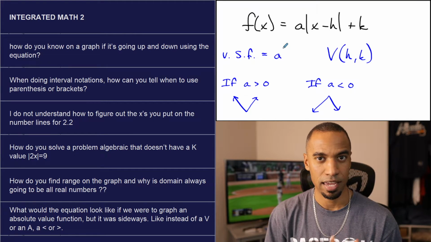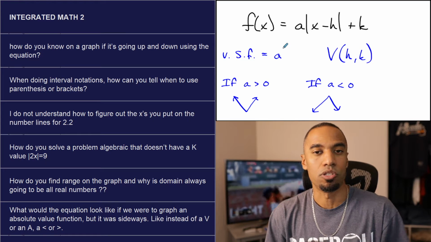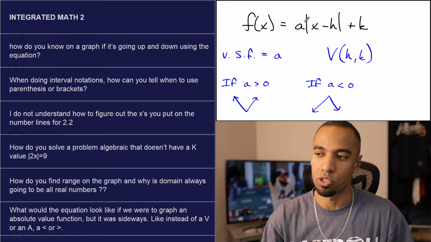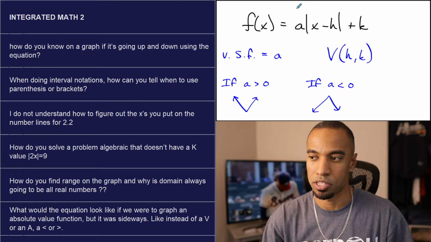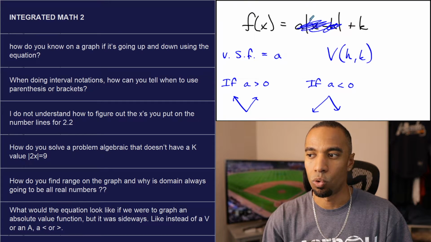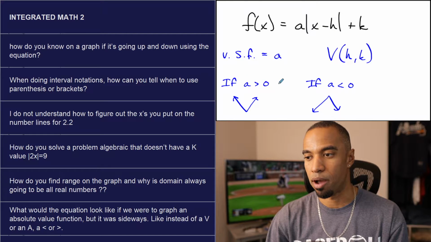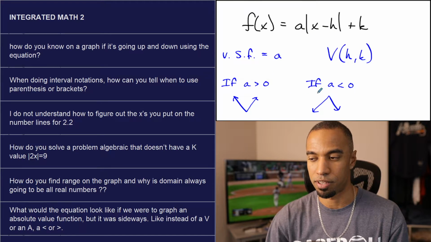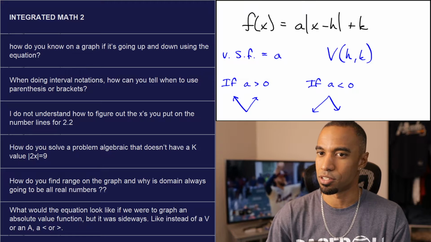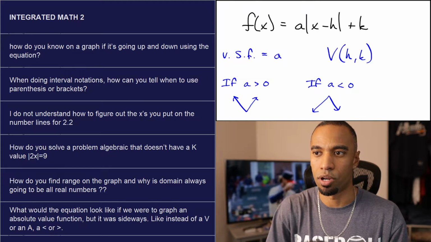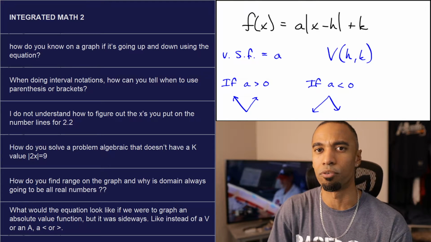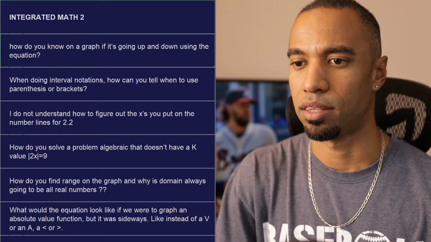Now, if you ask, what if a is 0? A can't be 0, because if it's 0, that means it multiplies by the absolute value of things with x in it, and this goes away, and no longer do you have an absolute value function. Now you just have a constant function. So a is either positive or negative, and again, if it's positive, it faces up. If it's negative, it faces down. Just recapping that over and over, because I want to make sure that's really reinforced and it makes a lot of sense for you. All right, there's the first question.